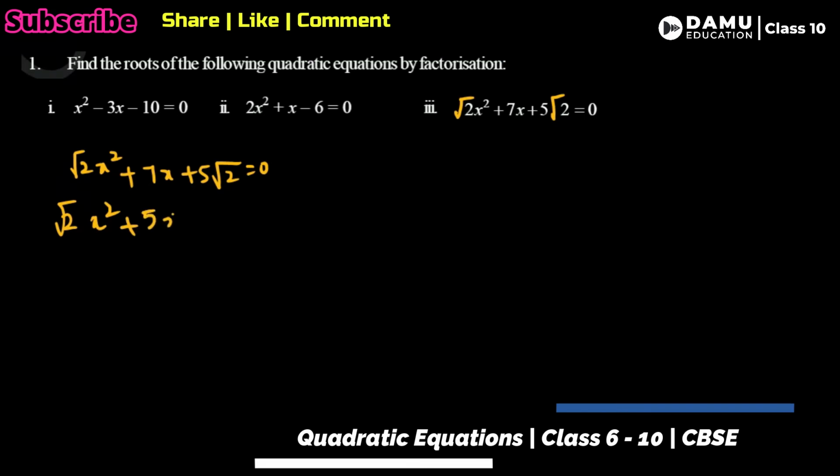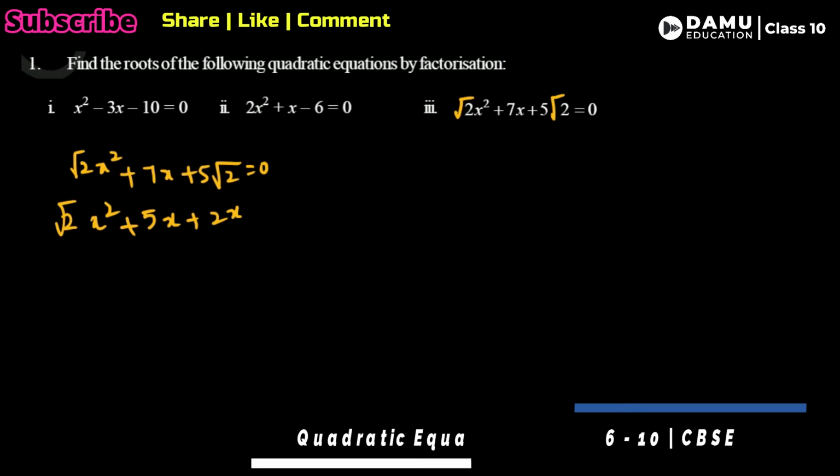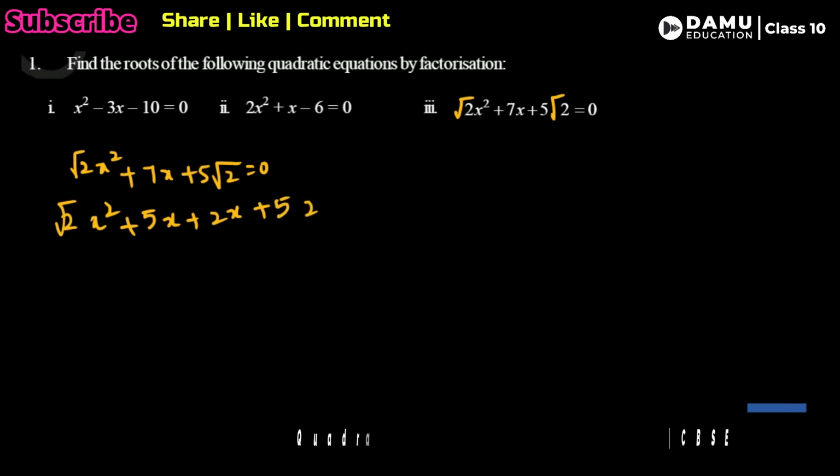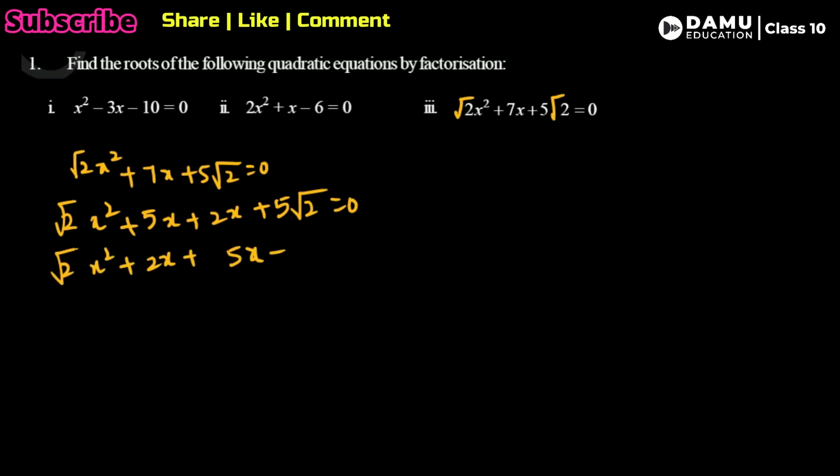So you can write 5x plus 2x. Can you write like this or not? Why? Because here 5 is there, here 2 is there. That is the combination. So plus 5 root 2, that will be equal to 0. So here what can you take common? 2 root 2, square root of 2x square plus 2x plus 5x plus 5 root 2. So make these two as one combination.